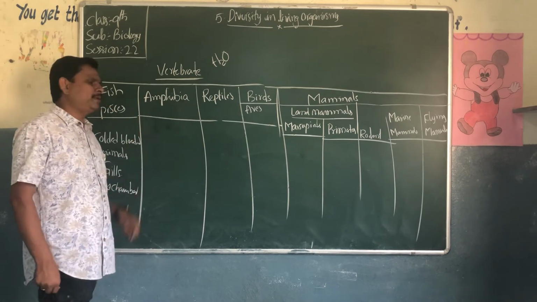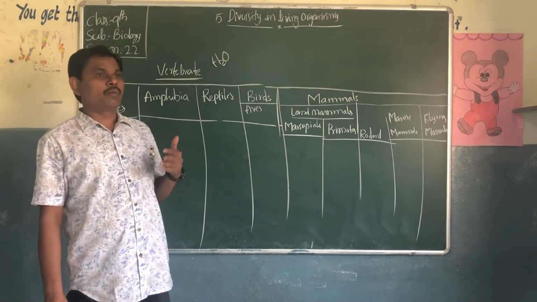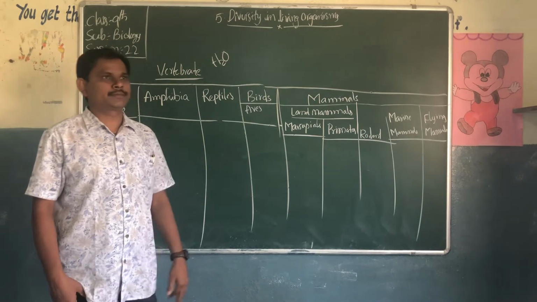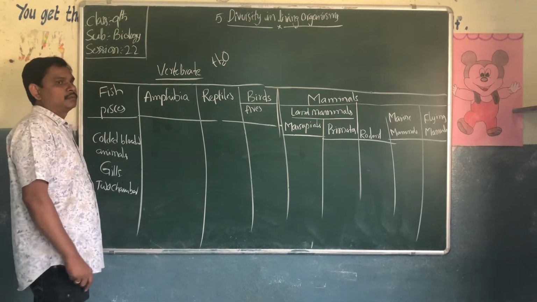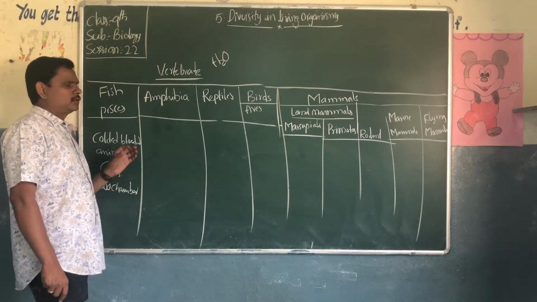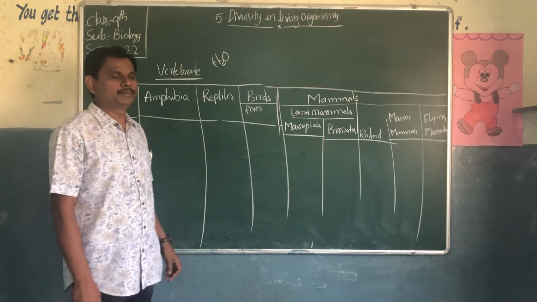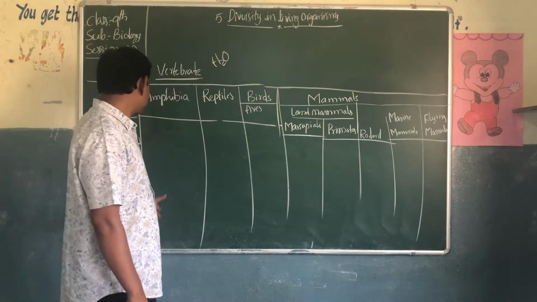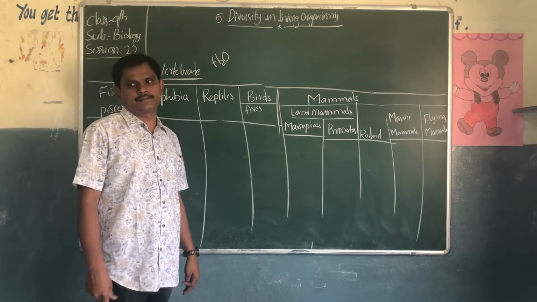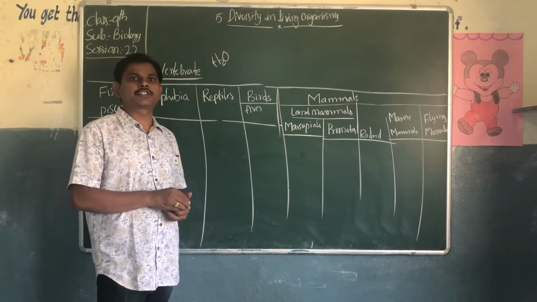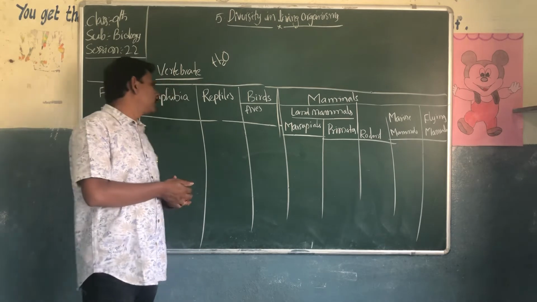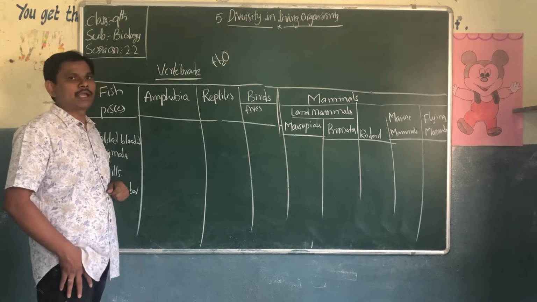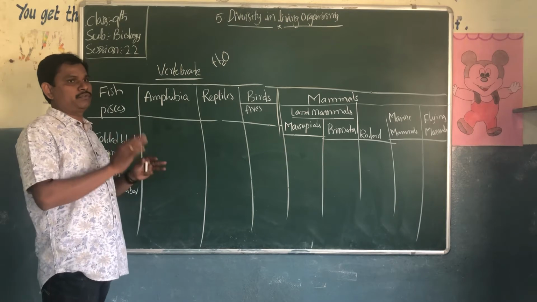Come to the amphibians. Why are they called amphibians? Because they live in water as well as on land. Adults live on land, but their offspring live in the water, like the frog tadpole. They do not respire through lungs; they respire through a specialized structure. They look like fishes. When the frog is small, it looks like a fish. You cannot identify whether it is a fish or a frog.